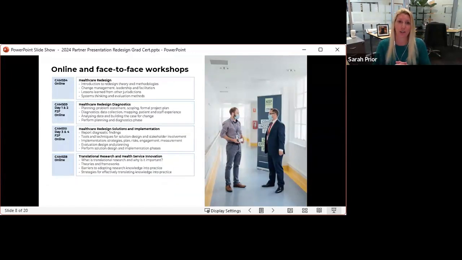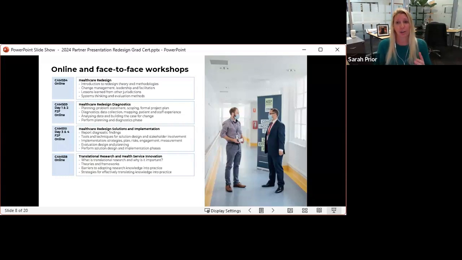So the first project unit really gets you looking at scoping your project or identifying that problem and doing that diagnostics phase, so collecting the evidence around that problem. The second project unit really focuses on developing those solutions and developing an implementation and evaluation plan for when those solutions are actually implemented.